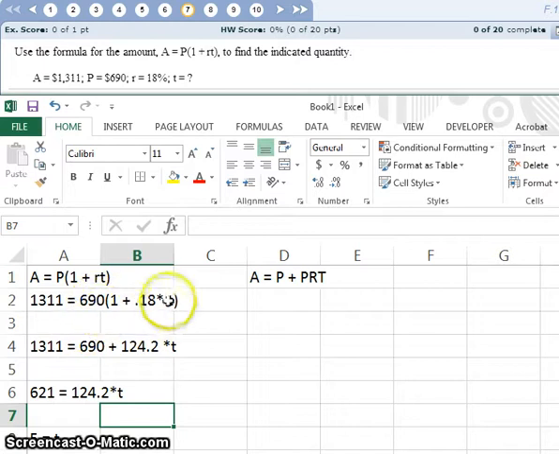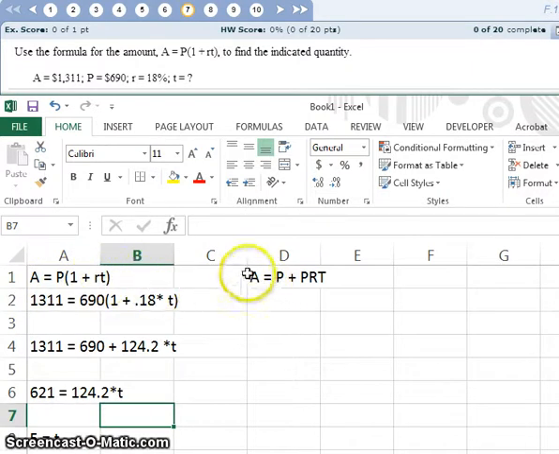And then when you do 690 times this part, you get 124.2 t. Subtract 690 from both sides, and then finally divide both sides by 124.2, and you'll get that the time in years is 5 years. And just to tie this back into the simple interest formula, notice what you get when you distribute the principal through the parentheses.